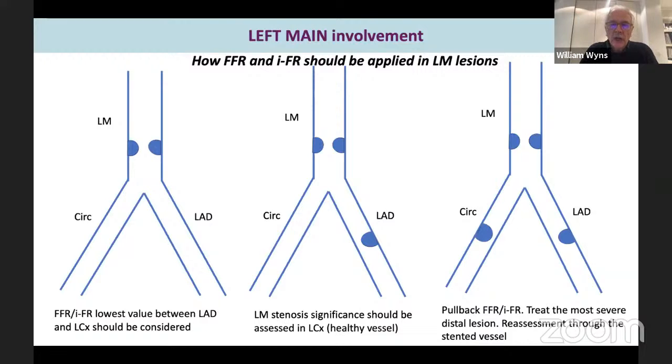Okay, so this graph here shows how to do the interpretation depending on the lesion location.